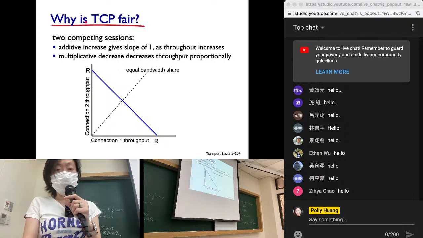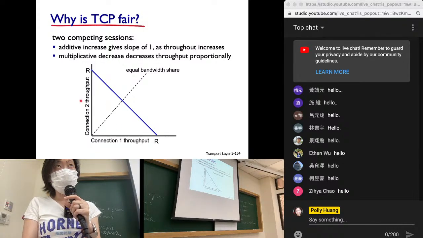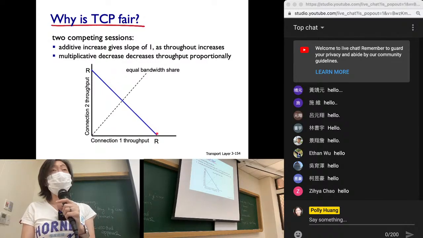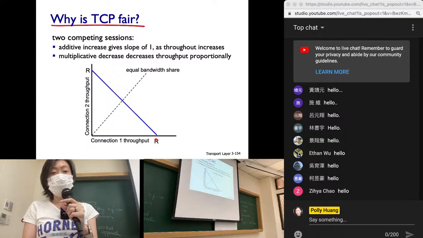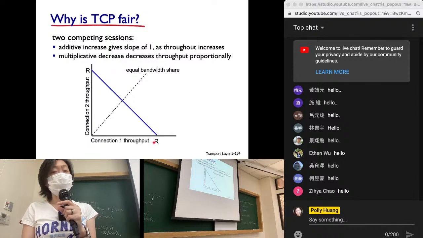So on the x-axis, this is representing connection 1's throughput. Y-axis, connection 2's throughput. Now the link has only capacity R. So you see that the blue line here represents what? The capacity, isn't it? If connection 1 has R, then connection 2 must have nothing. If half R, the other one, half R. Or if connection 2 has R entirely, then connection 1 gets nothing. So the blue curve is like the capacity limit.